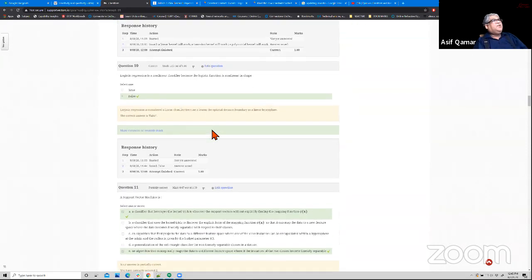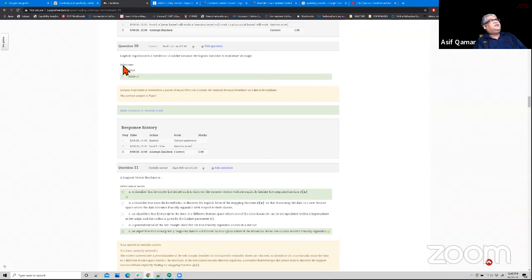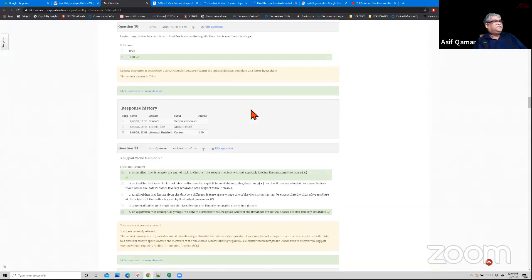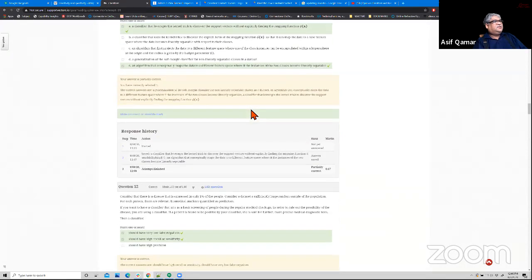We'll skip that. This question is, logistic regression is a nonlinear classifier because the logistic function is nonlinear in shape. It is true that the logistic function is nonlinear in shape. However, the decision boundary that logistic regression makes is a linear hyperplane. Right? Hyperplanes are linear. So the correct answer here is false. We'll skip the support vector machine.